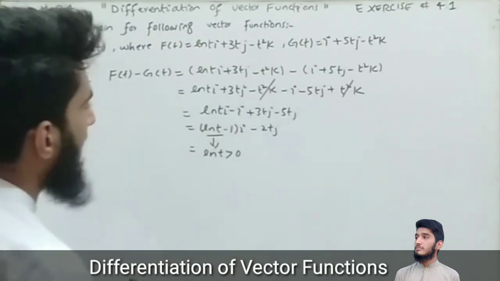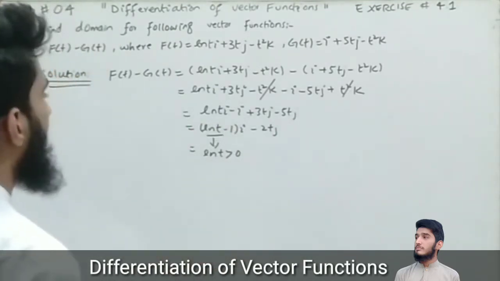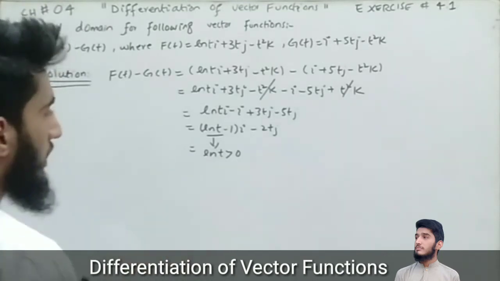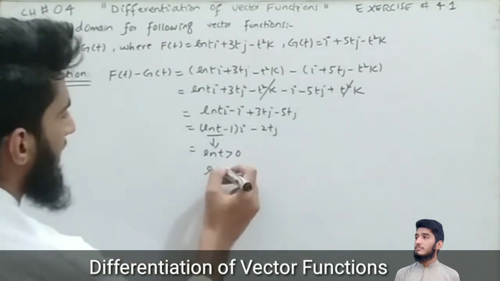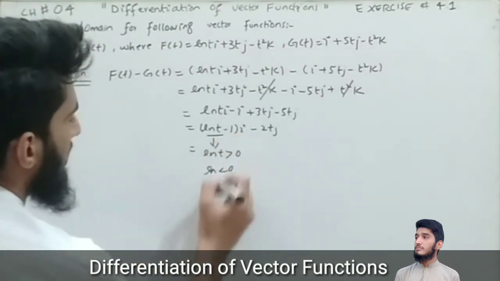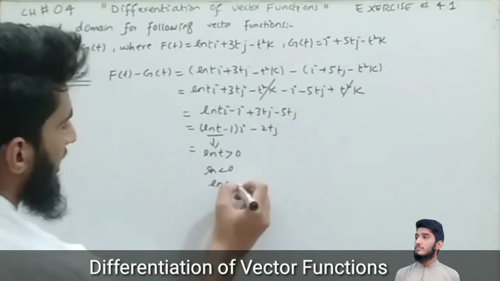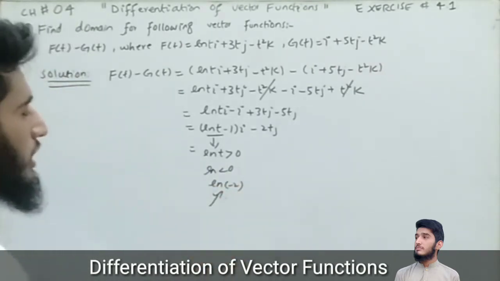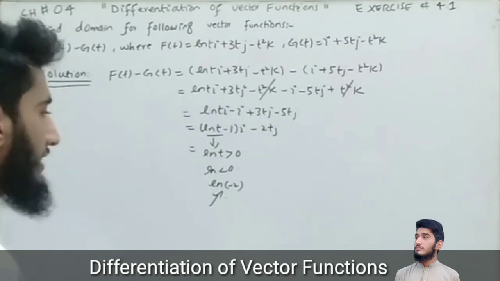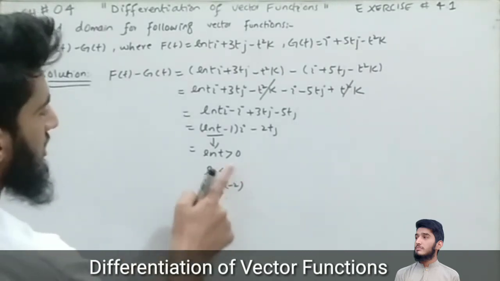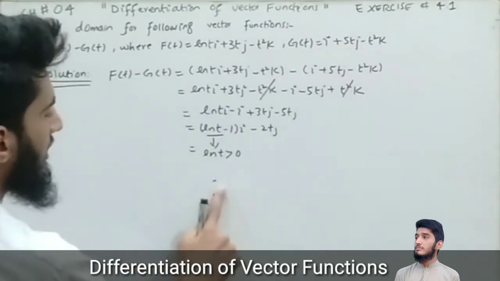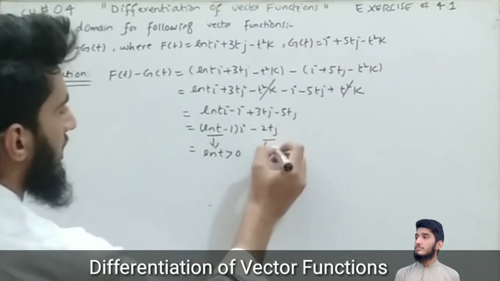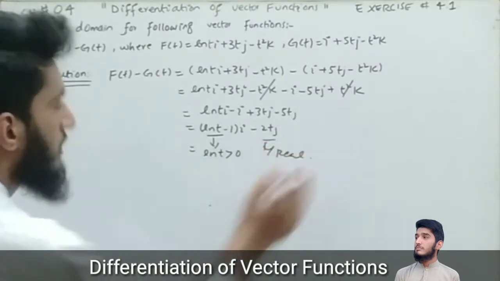Remember, for the domain of ln of t, t must be greater than 0. If we put a value less than 0, let's suppose I put minus 2, so ln of minus 2, the calculator will give you math error, undefined. So it means the domain for this function must be t greater than 0, and the domain for this function is all the real values.